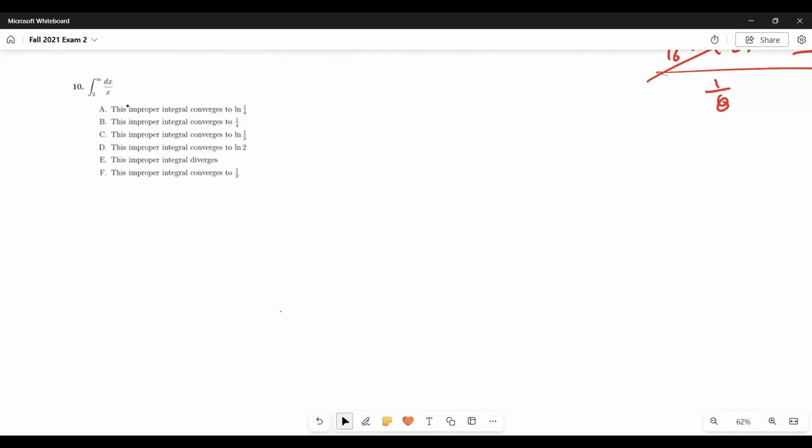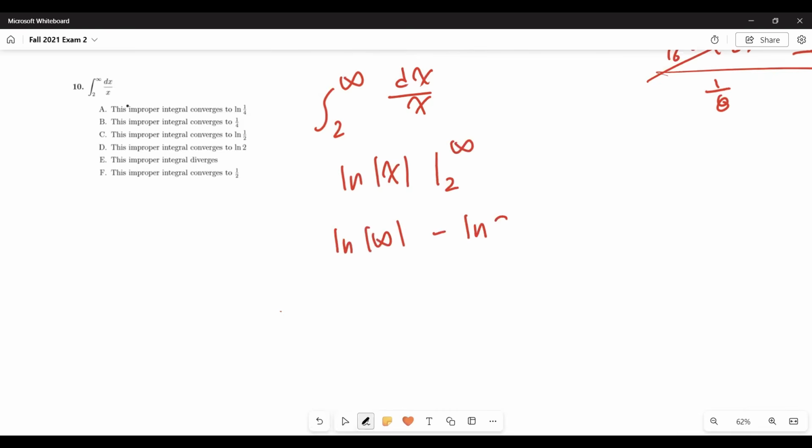Okay, so this question has to integrate from 2 to infinity dx over x. So this is an improper integral. So let's write it. 2 to infinity dx over x. So dx over x is basically the form of ln of absolute value x, right? And it's integrated from 2 to infinity, right? So it's going to be ln infinity minus ln 2. ln infinity is just infinity, right? Minus ln 2. Infinity minus some small number is still infinity, right? So this thing is just diverging, so the answer for this question is E.